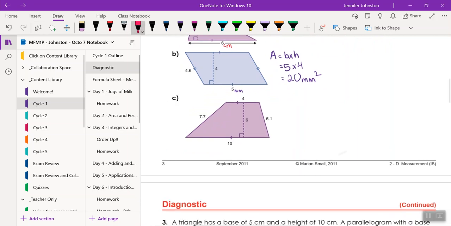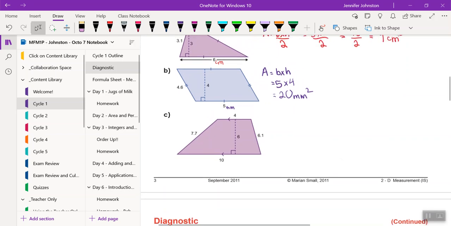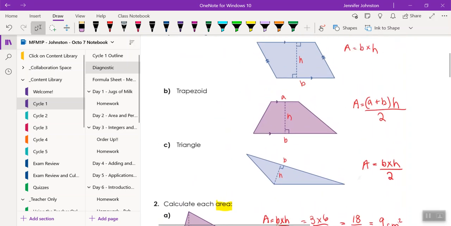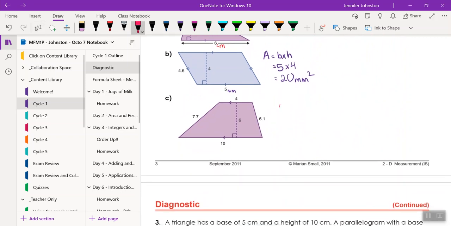All right, and the last one in question number 2. Okay, so this shape has a flat top and a flat bottom. It also looks kind of like a triangle, but with the top cut off. That would be our trapezoid. For a trapezoid, our formula goes the top plus the bottom times the height, all divided by 2.